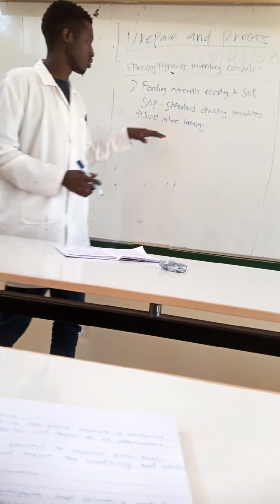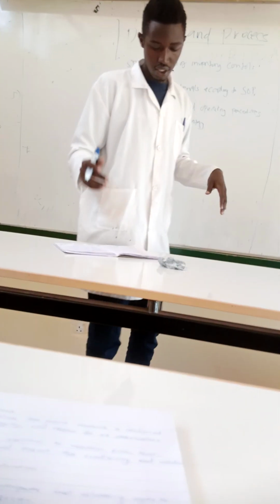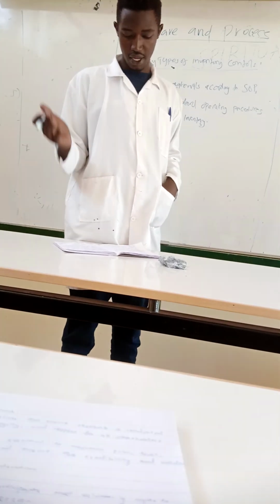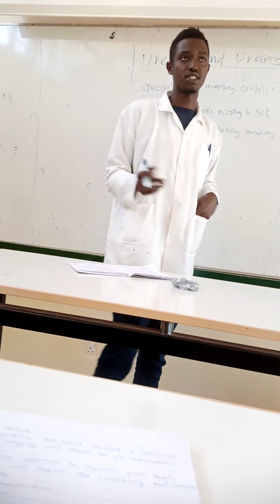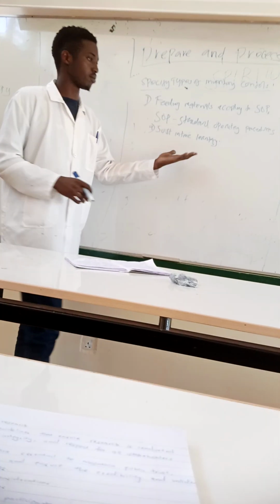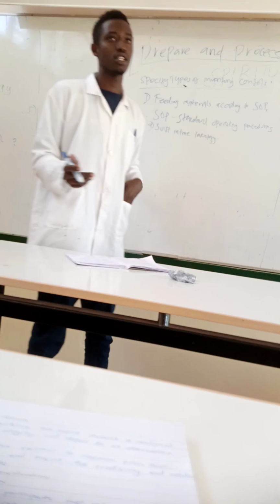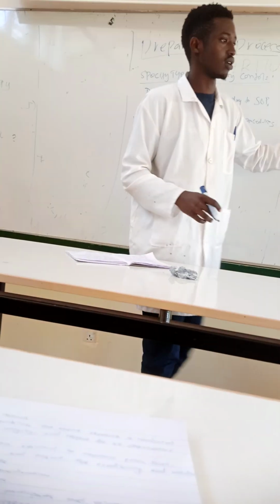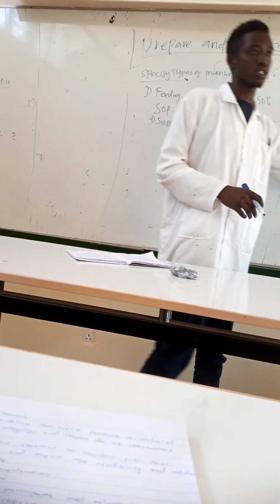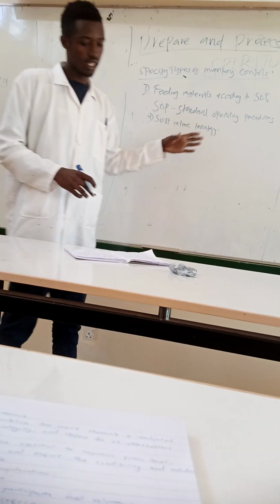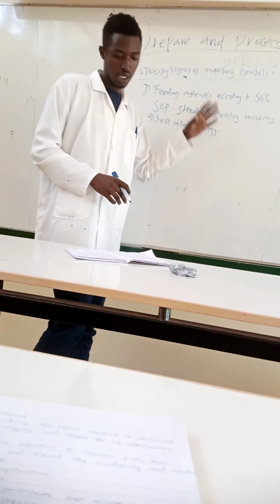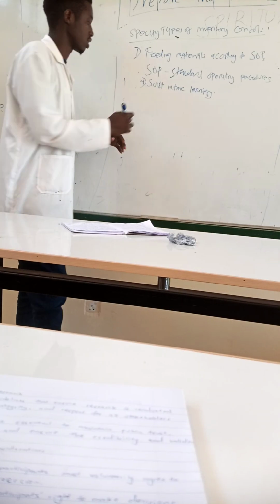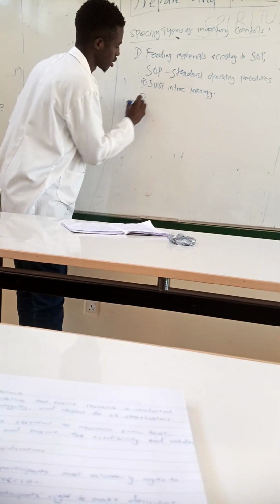Under implementation, how it is implemented. Strictly adhere to production schedule and supplier timelines. So we adhere to the supplier timelines. Maybe the supplier has said you should take the materials at this time, that date. So we strictly adhere to the production schedule and supplier's timelines.